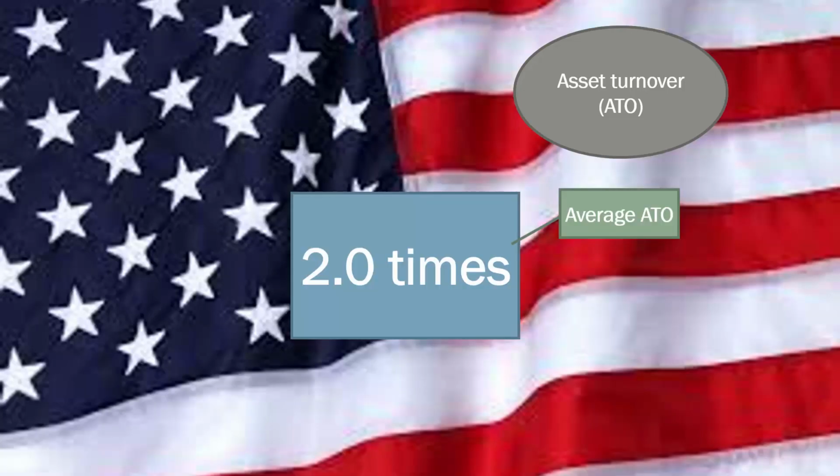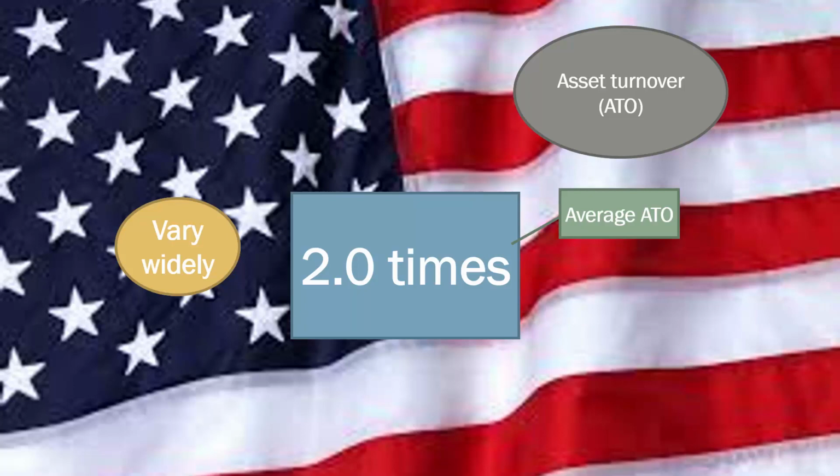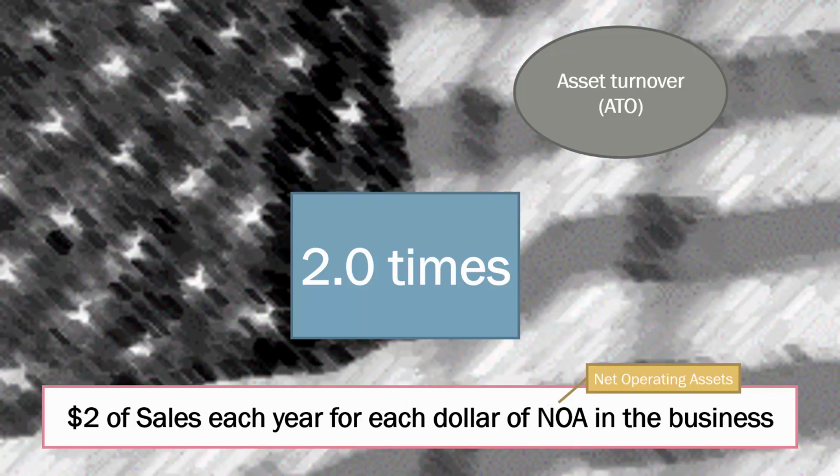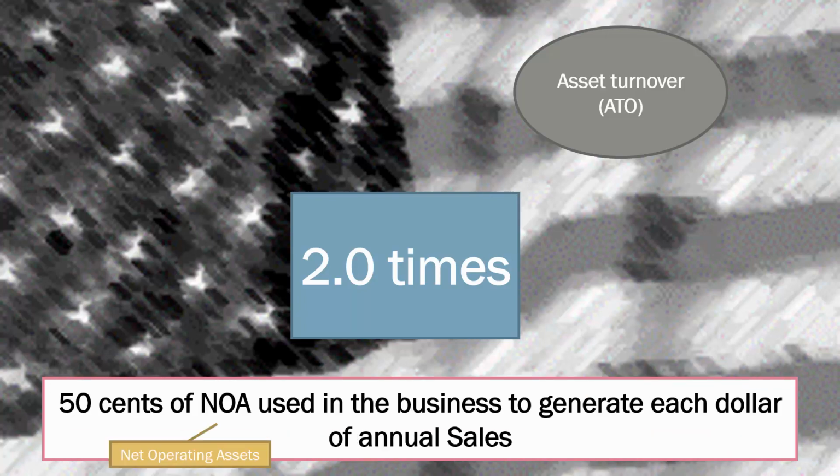An average asset turnover in the US is about 2 times, but it can vary widely between firms, with most firms having an asset turnover between about 1 and 3 times. A firm with an asset turnover of 2 times can generate $2 of sales each year for each dollar of net operating assets put in place in the business. Or alternatively, 50 cents of net operating assets are used by the firm to generate each dollar of annual sales.